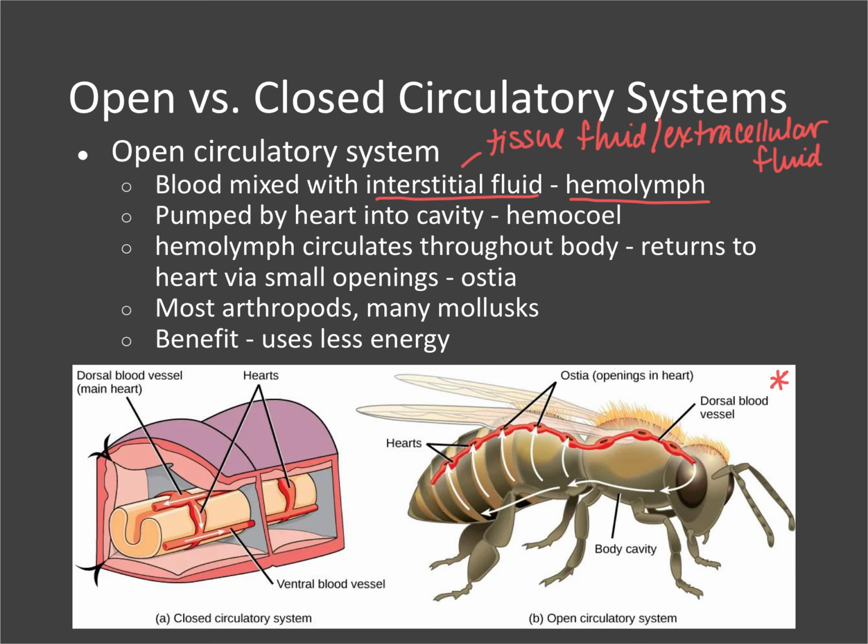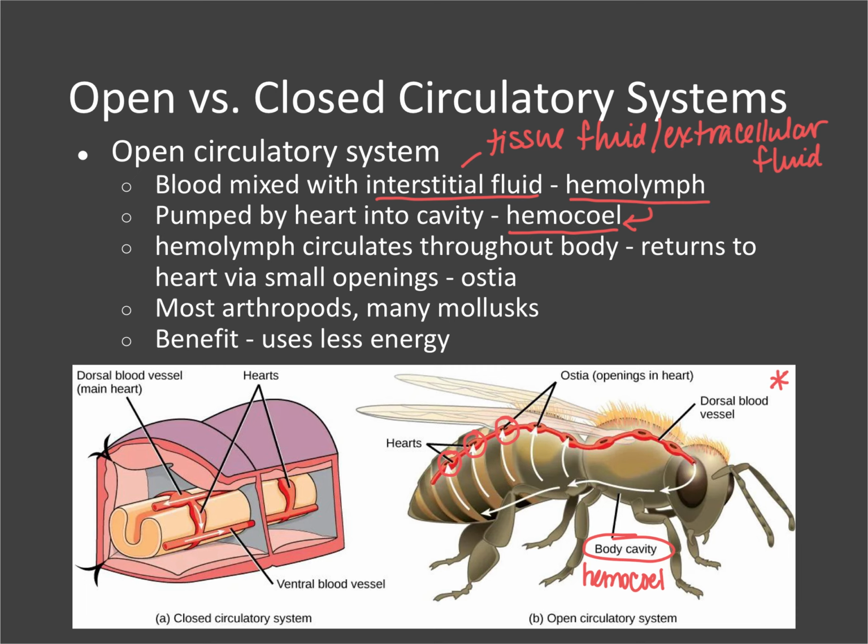And the cavity inside the body is called the hemocoel. So that's where that hemolymph is going to be found. And there is a heart, or potentially more than one heart, that is moving this hemolymph throughout the hemocoel. You can see on this picture of the bee, there are multiple hearts here. And then the hemocoel is going to be this body cavity here, and that's where the hemolymph will be.